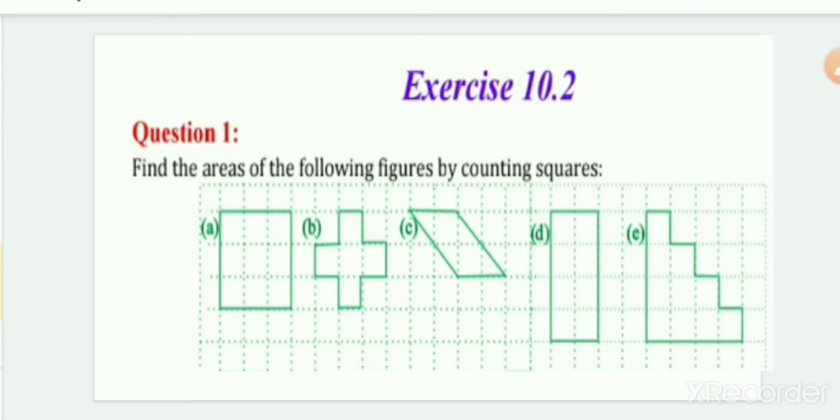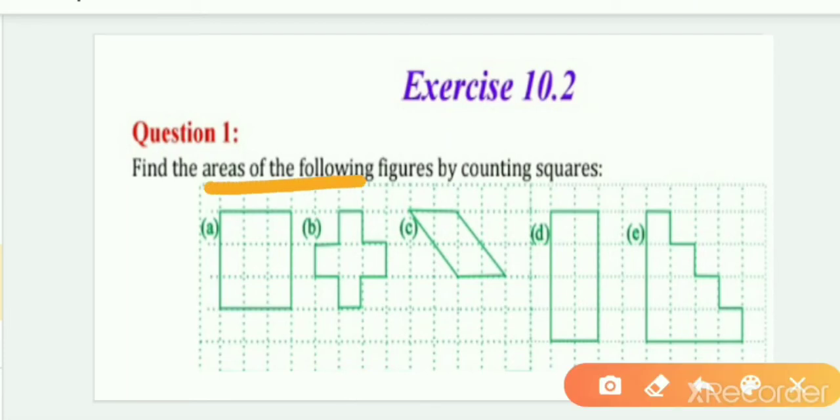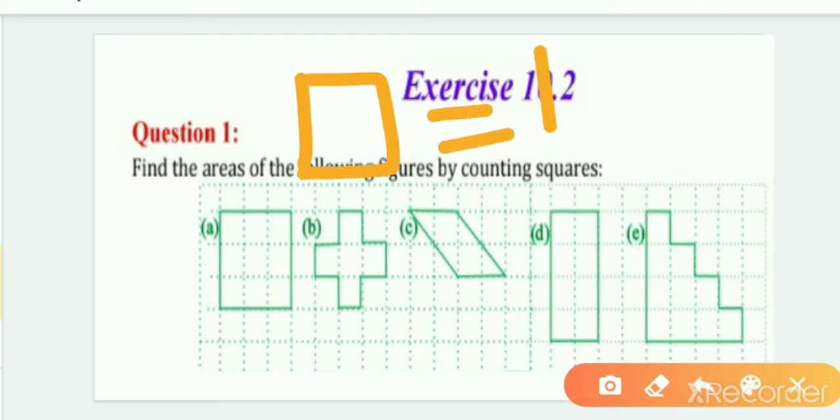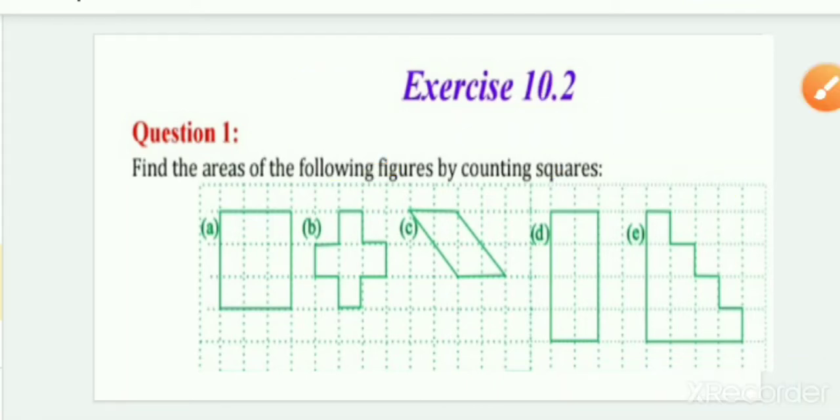Question number 1: find the areas of the following figures by counting the squares. In the graph portion we have dotted lines. So we have to find the area by counting the squares. It is very easy. I have already told you that you have to count the squares. Just count the squares. One square box has an area of 1 square unit, right? So it is very easy.